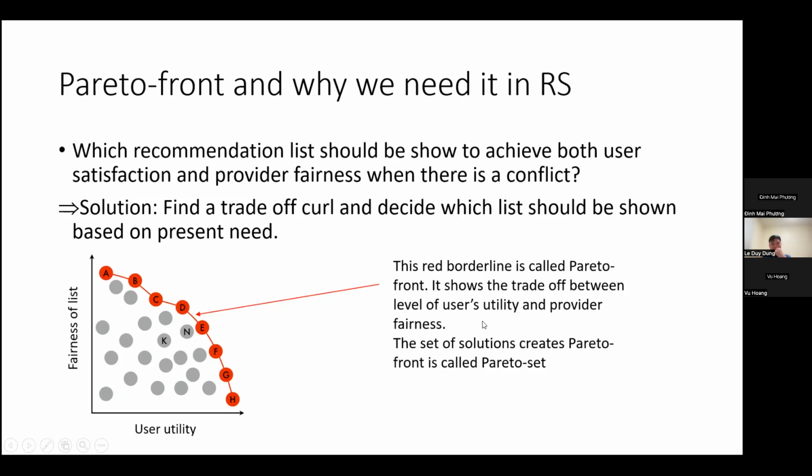It will show the trade-off between the level of user utility and the provider fairness, or maybe unfairness. And the set of solutions that create this kind of objective is called a Pareto set. You can see the definition in a lot of multi-objective problems. So that's the background, the basic information you need to know before we start the problem.